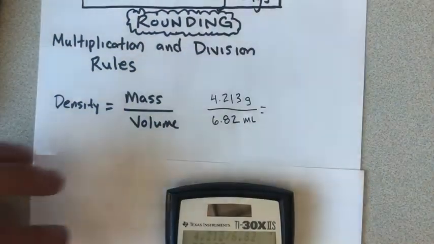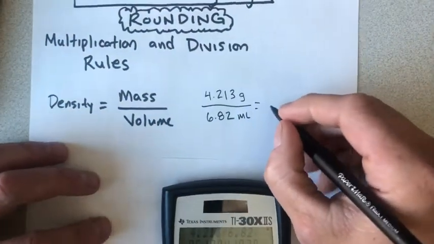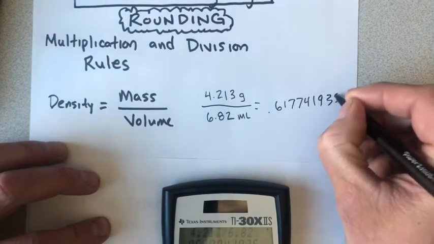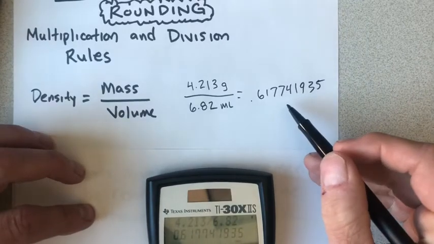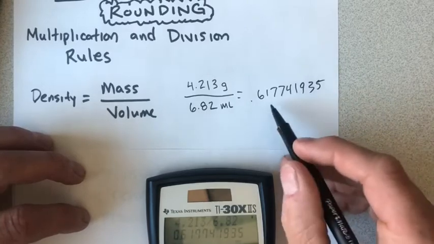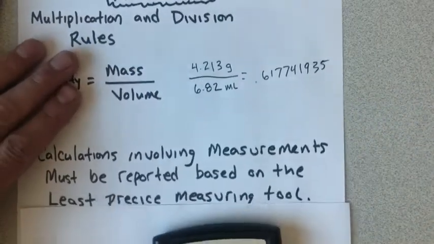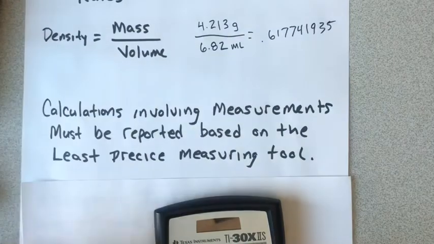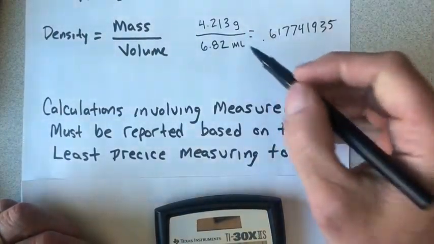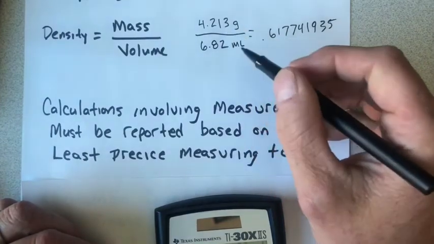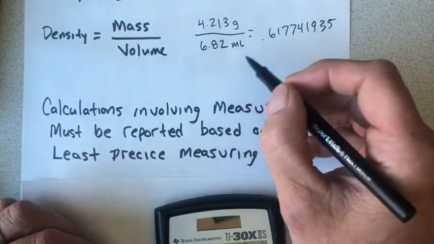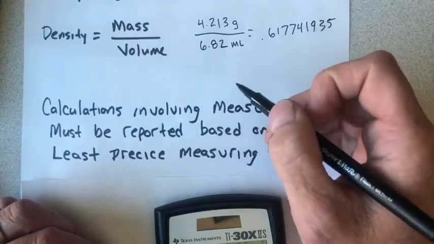And so this number that comes up on the calculator, 0.617741935, is not the appropriate answer. That is not going to get you credit on a test question. You can't report this. The rule here, when you're multiplying or dividing two measured numbers, is that you have to look at the numbers you're working with, and then round your final answer to the lowest number of significant figures from the numbers in the problem.